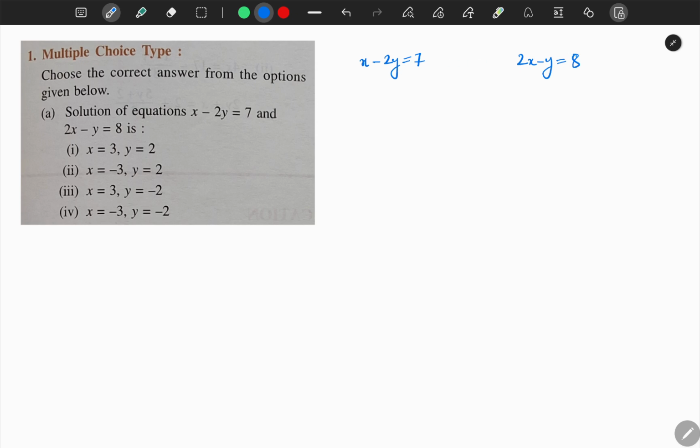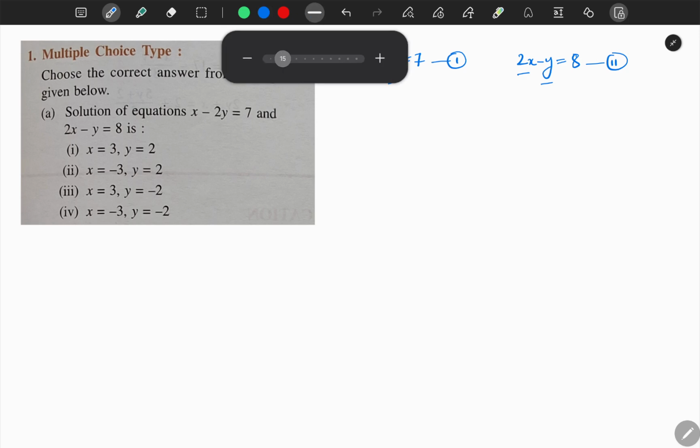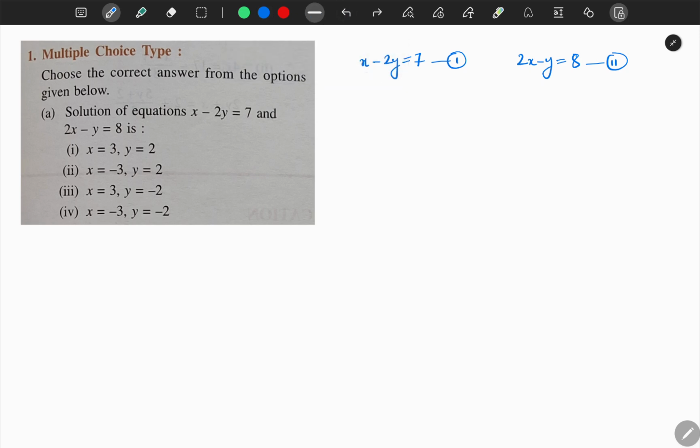Since both of these equations are in standard form, I'll name them equation 1 and equation 2. Now when I compare the signs of both of them, both of x are positive and both of y are negative. So what I'll do is I'll convert this x to 2x. I'll say equation 1 multiplied by 2. When I multiply equation 1 by 2, it becomes 2x minus 4y equals 14, and I can name it as equation number 3.